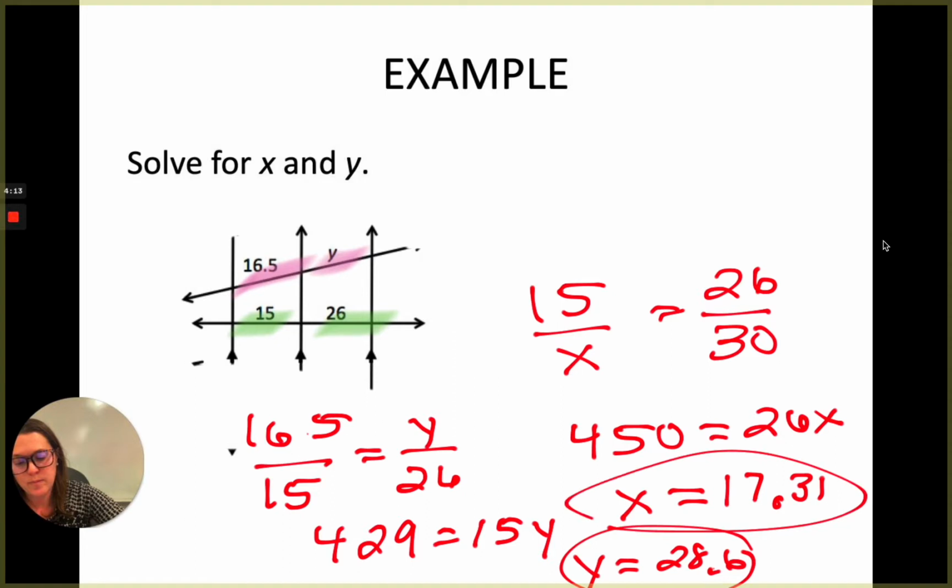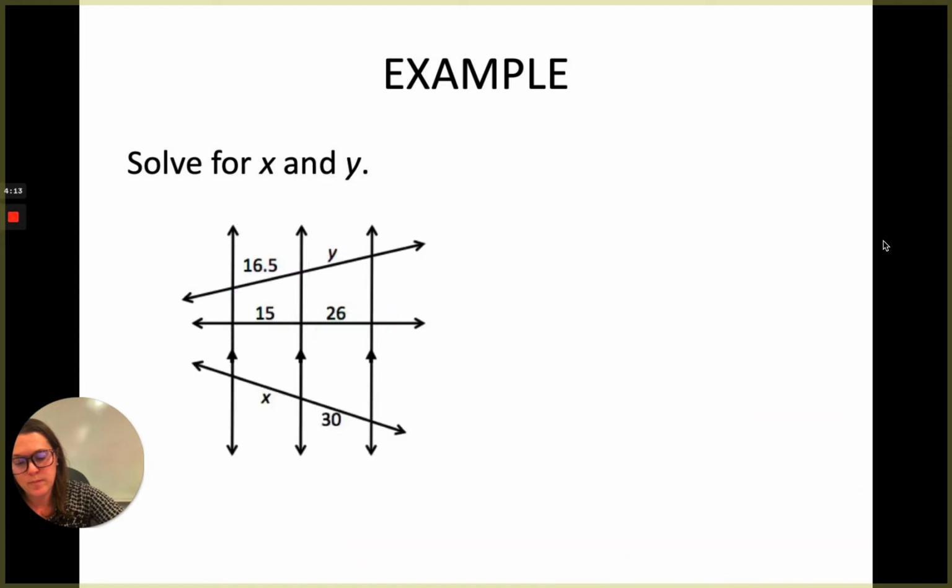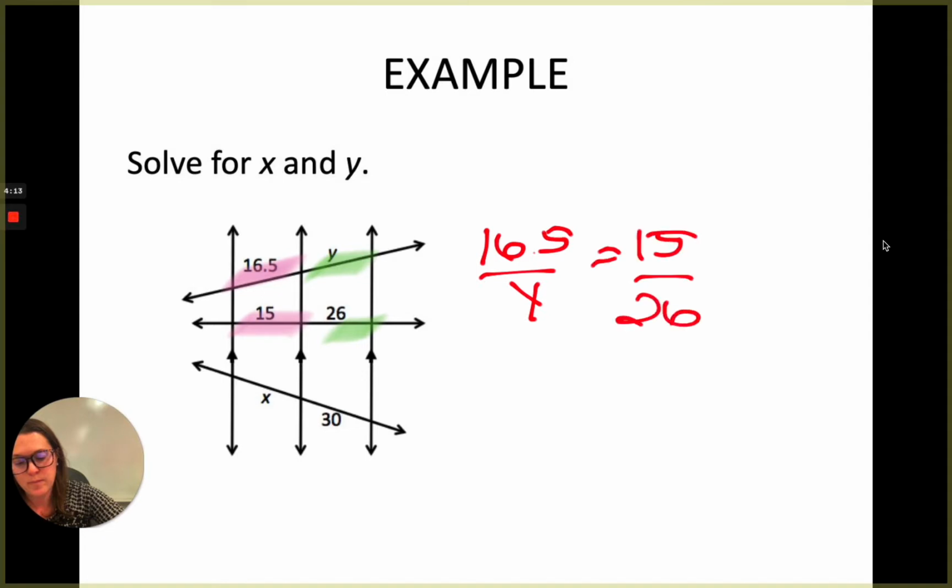Okay, you could technically have gone this way, this, and then this over this, like this. So I could have done 16.5 over y equals 15 over 26. That would work too. But I physically see 16.5 over the 15.